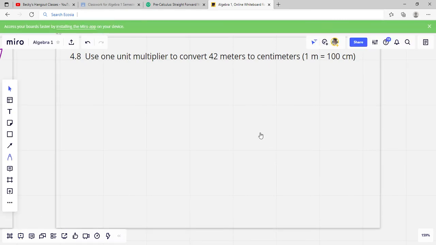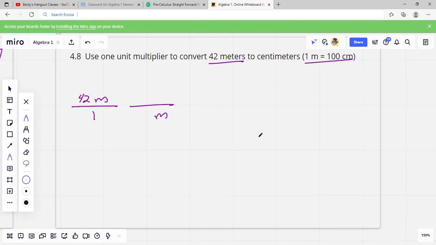Alright, let's try another one. Use 1 unit multiplier to convert 42 meters to centimeters. So I'm going to say 42 meters over 1. Here's my converter. I know that I need meters on the bottom because I need them to cancel. That will be 1 meter, 100 centimeters. Oh, this one's nice and easy. Alright, those units cancel, and I get 42 times 100, which would be 4,200.